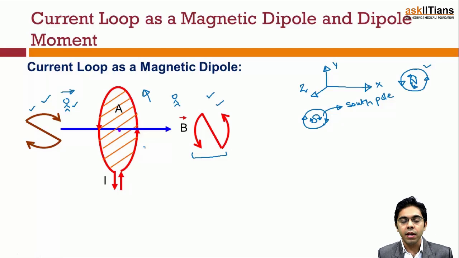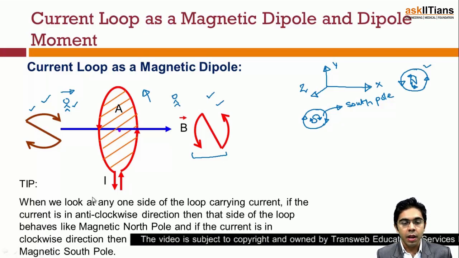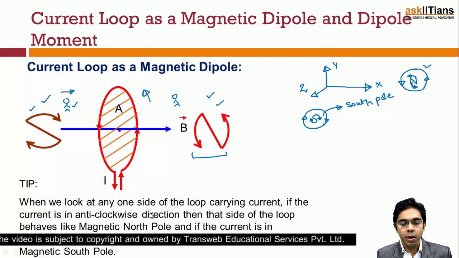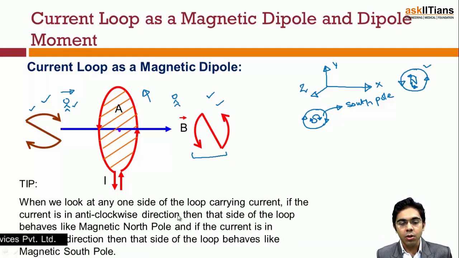If we want to find the direction of the area, we curl the fingers in the direction of the current, and this comes out to be the same as the direction of the magnetic field. Now here we have the tip. When we look at any one side of the loop carrying current, if the current is in the anti-clockwise direction, the loop behaves as the magnetic north pole.